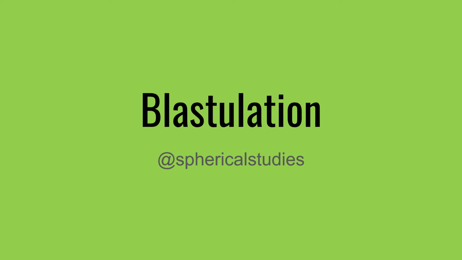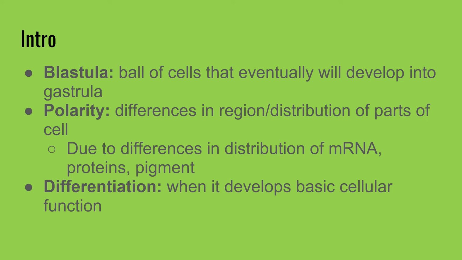Okay, so for today's lesson, we're going to be going over the process of blastulation. So first of all, just to define some important terms, a blastula is just a ball of cells, which will eventually develop into the gastrula. And an important differentiation to make between terms is polarity and differentiation.